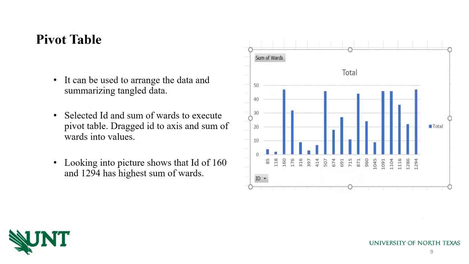Pivot chart. It can be used to arrange the data and summarize tangled data. I selected the ID and sum of volumes to execute the pivot table. Then I dragged the IDs to axis and sum of volumes into values. Looking at the picture shows that IDs 160 and 1294 have the highest sum of volumes as shown in the picture.